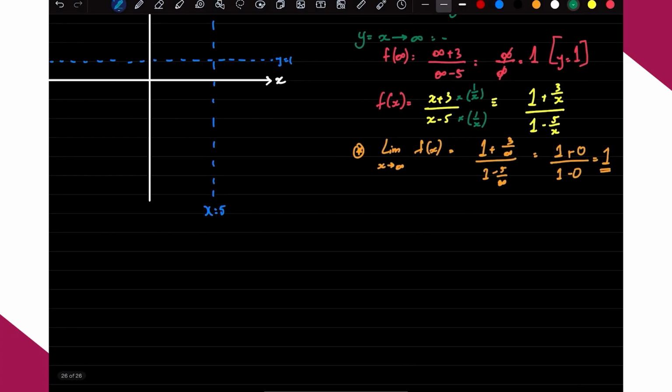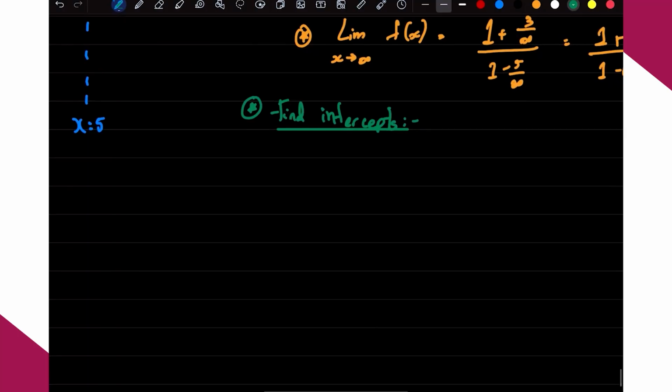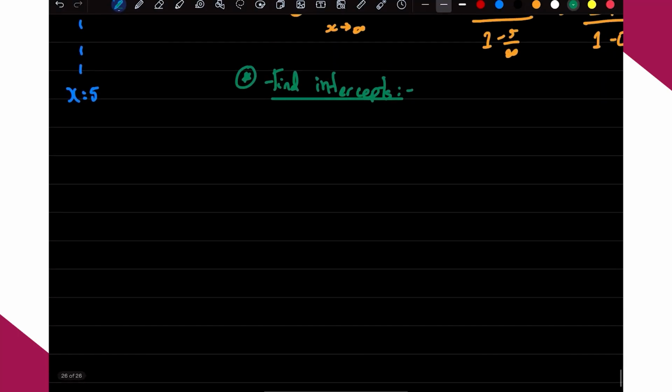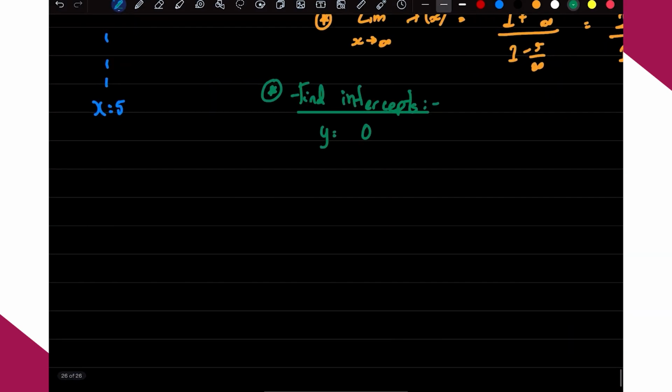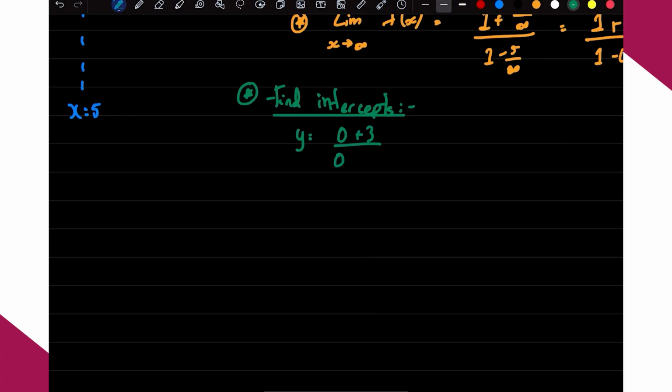So let's go ahead and do that. Find intercepts. I'm going to keep some space on this side because I want to write a few properties out. So for the intercepts, first is y equals 0 when x equals 0. So we've got 0, and our equation was x plus 3 over x minus 5. That's going to be 0 plus 3 over 0 minus 5, so that's negative 3 over 5, about minus 0.6. So that's 0, minus 0.6.